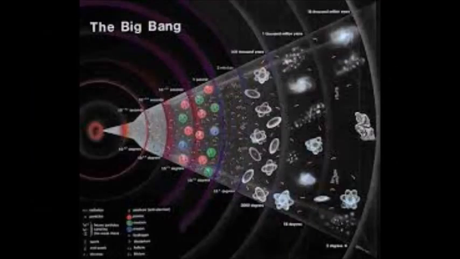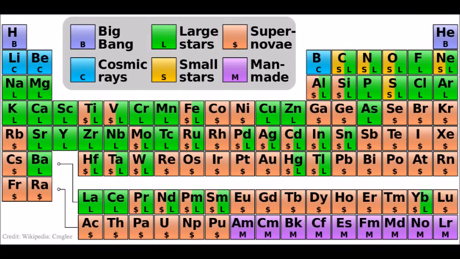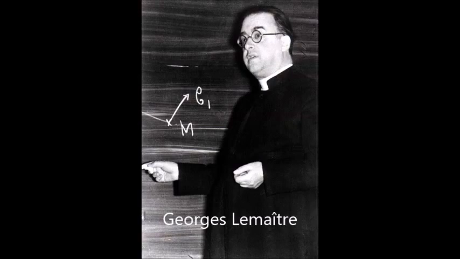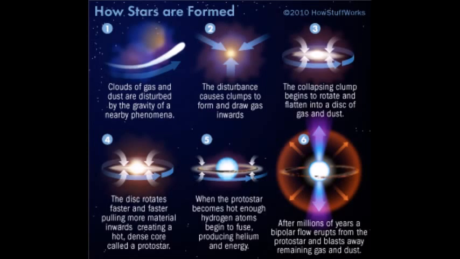Where do these elements come from, and what is their purpose? Why are they here? Well, this periodic table shows you where these elements come from: the Big Bang, cosmic rays, large stars, small stars, supernovae, and man-made like californium. Who came up with this? Well, George Lemaitre is the one that came up with the Big Bang. He said, imagine it as an egg hatching.